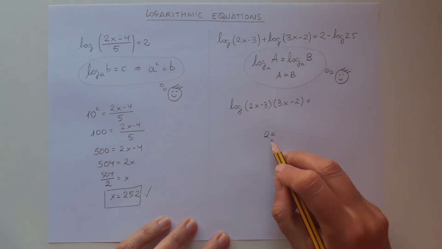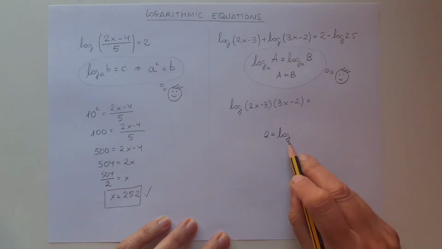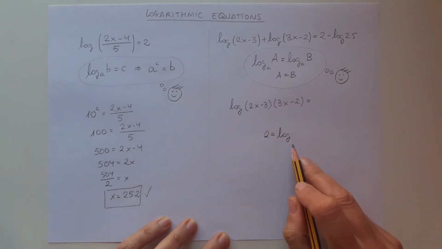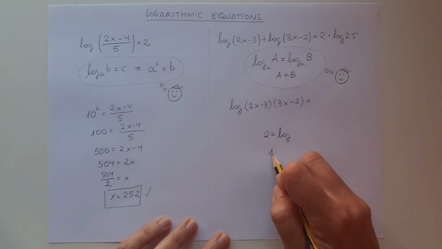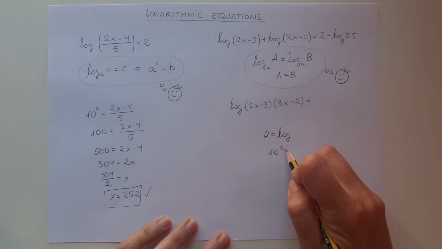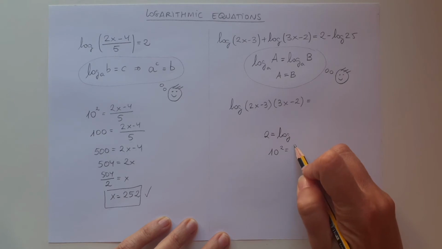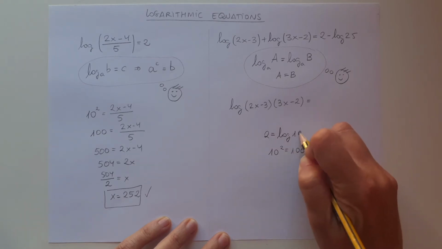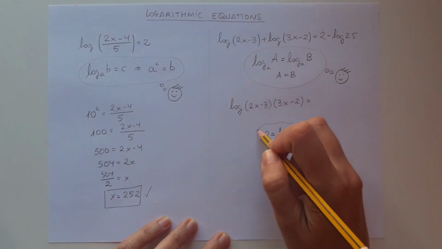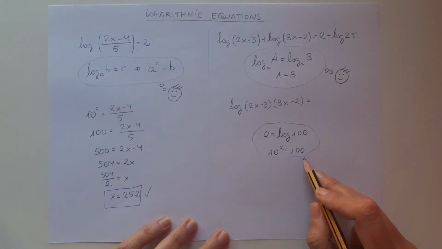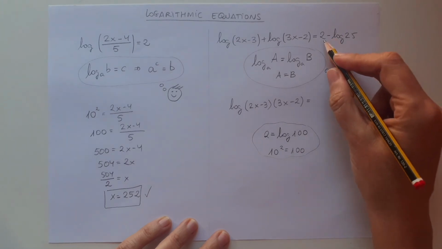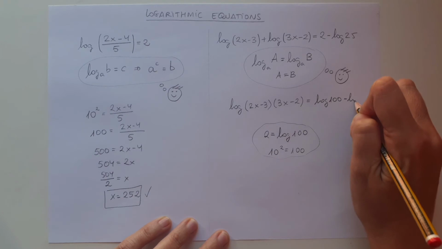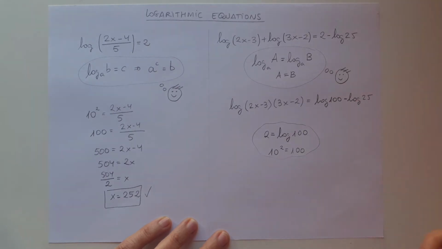I need that 2 appears as a logarithm base 10 of something. So let's think about the definition again. Here I have 10, so it would be 10 to this exponent, which will equal what's inside the logarithm. So inside the logarithm, that is 100. I need to have 100. I'm sure you understood this perfectly. So now we can say that this equals logarithm of 100 minus logarithm of 25. Let's go on.